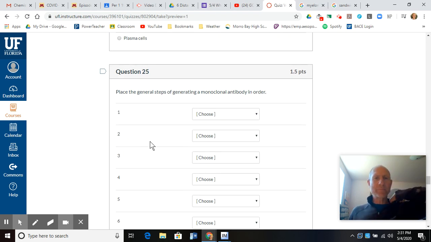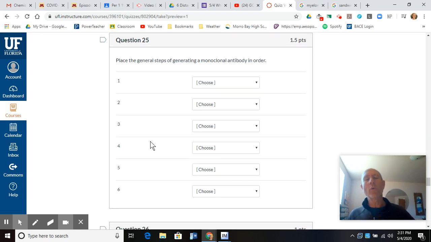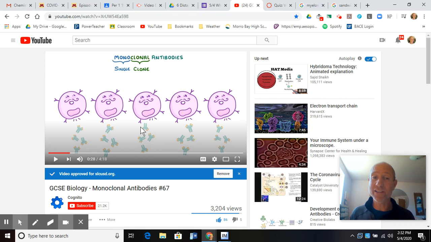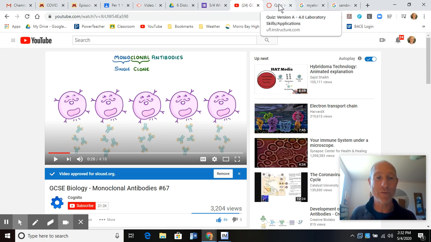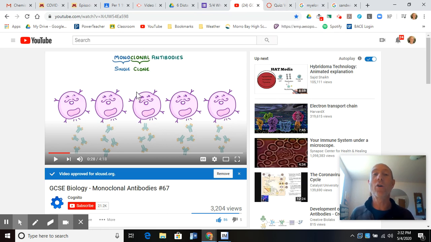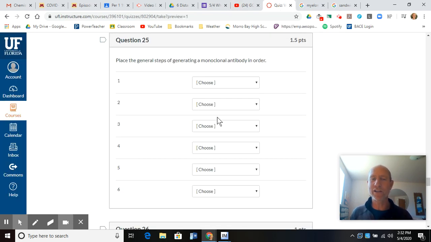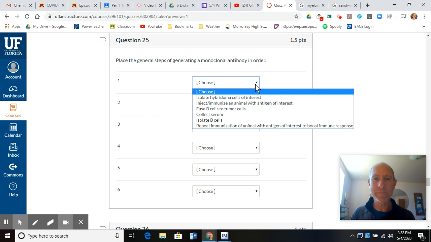Place the general steps of generating a monoclonal antibody in order. Well, to tell you the truth, I'm going to have you guys watch this video right here. I'm going to link it to explain monoclonal antibodies. I usually think that I can explain things better than other people, but I think that this dude explained monoclonal antibodies way better than I could in 4.5 minutes. So watch this video for this question, but here's the answer.